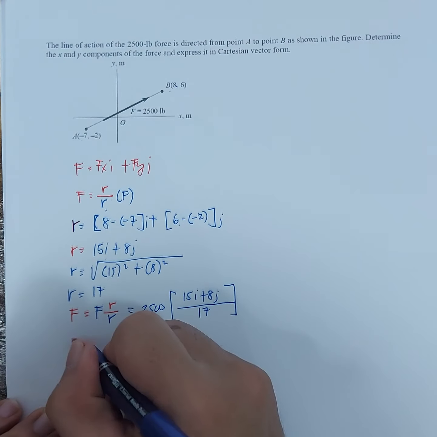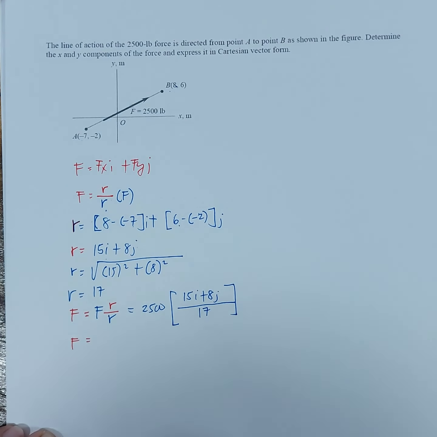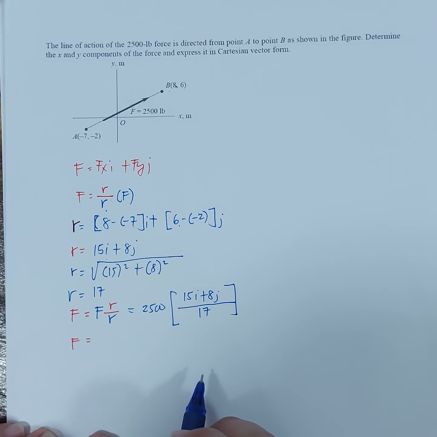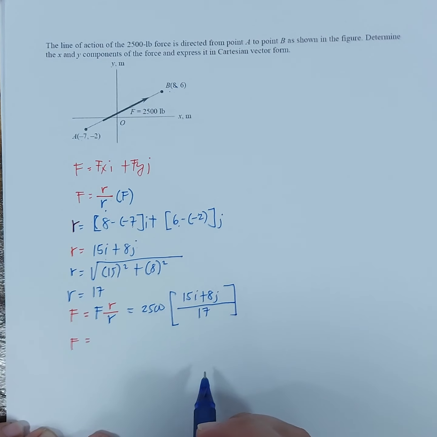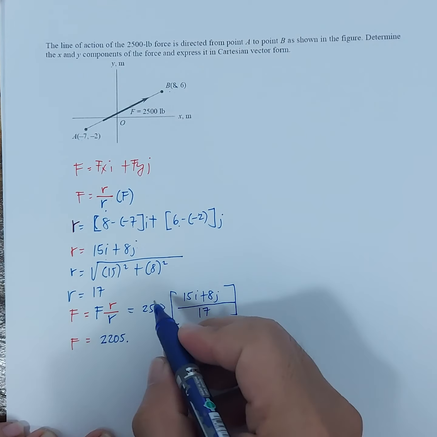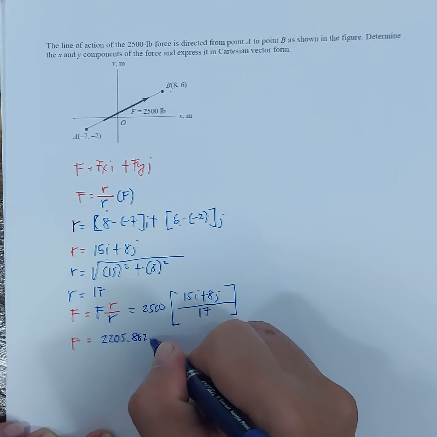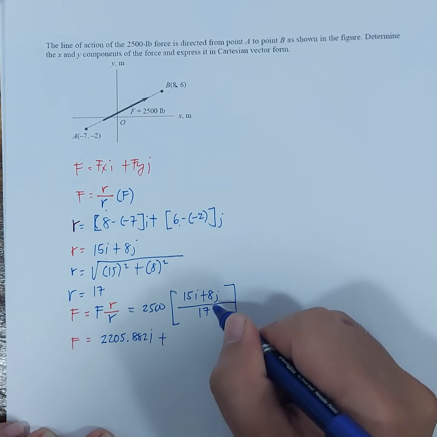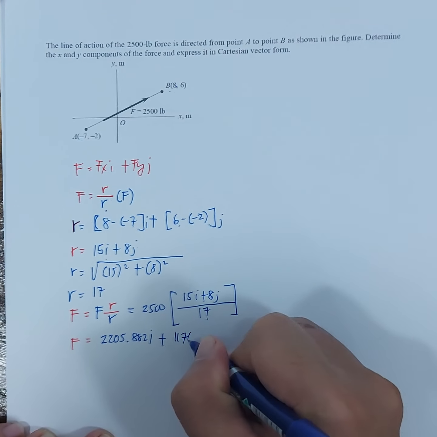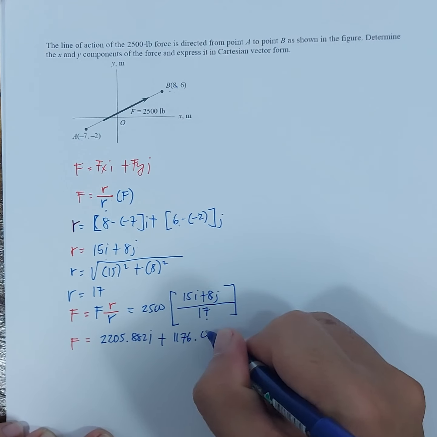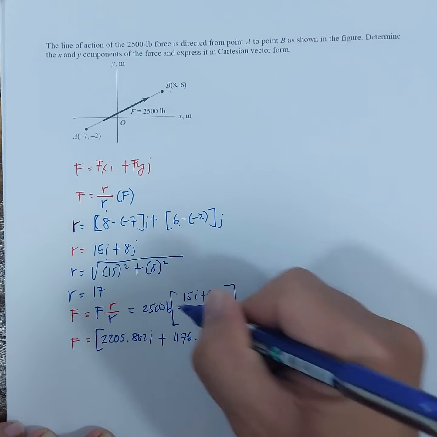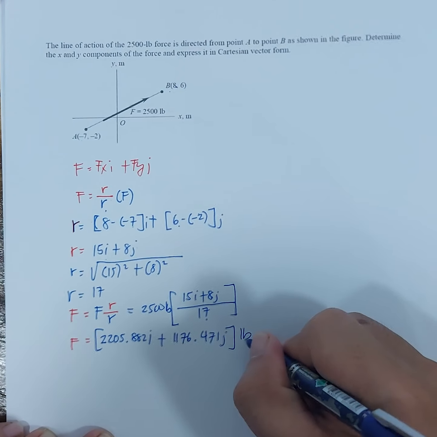So we have F is equal to 25 times 15 divided by 17, which is 2,205.882, I plus 25 times 8 divided by 17, that is 1176.471 J. So ito ay pounds. So pounds, yan.